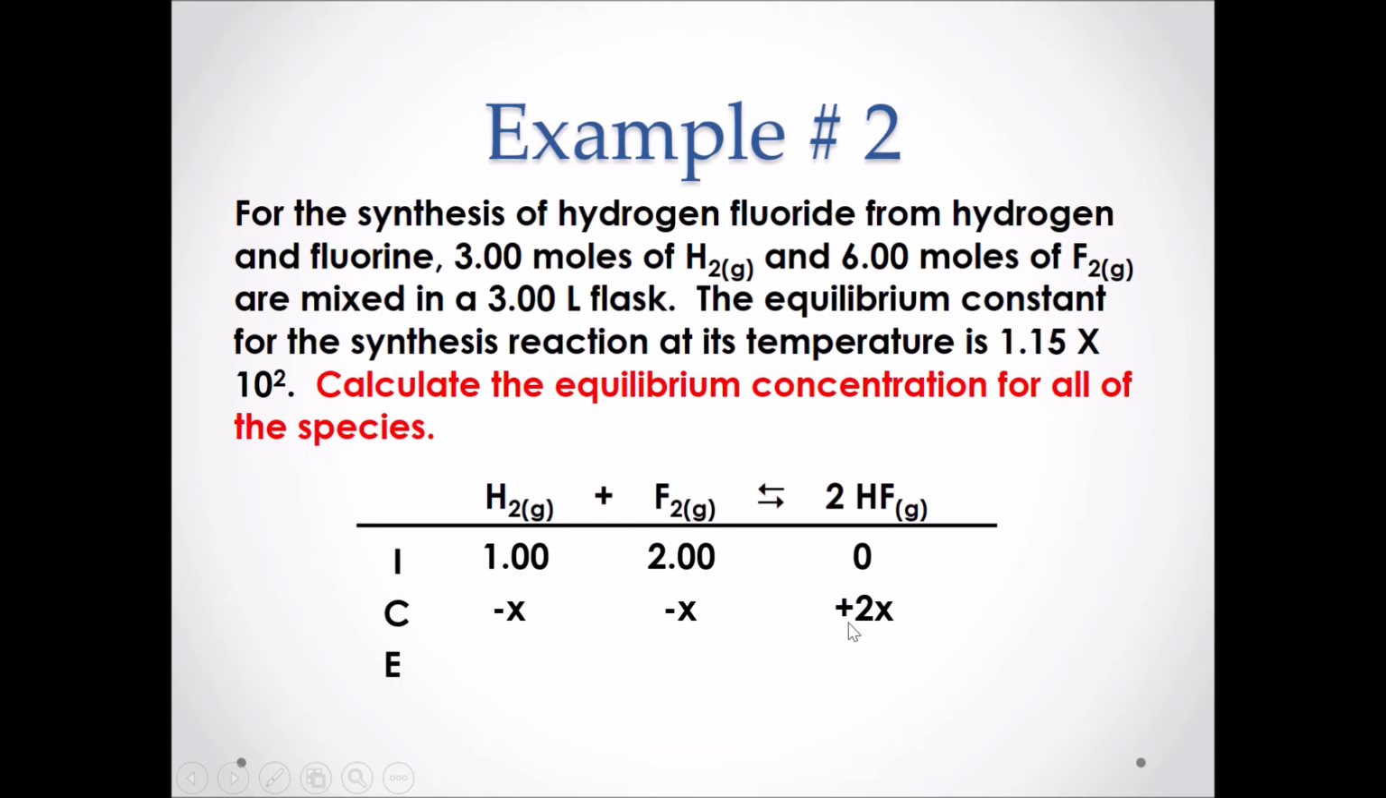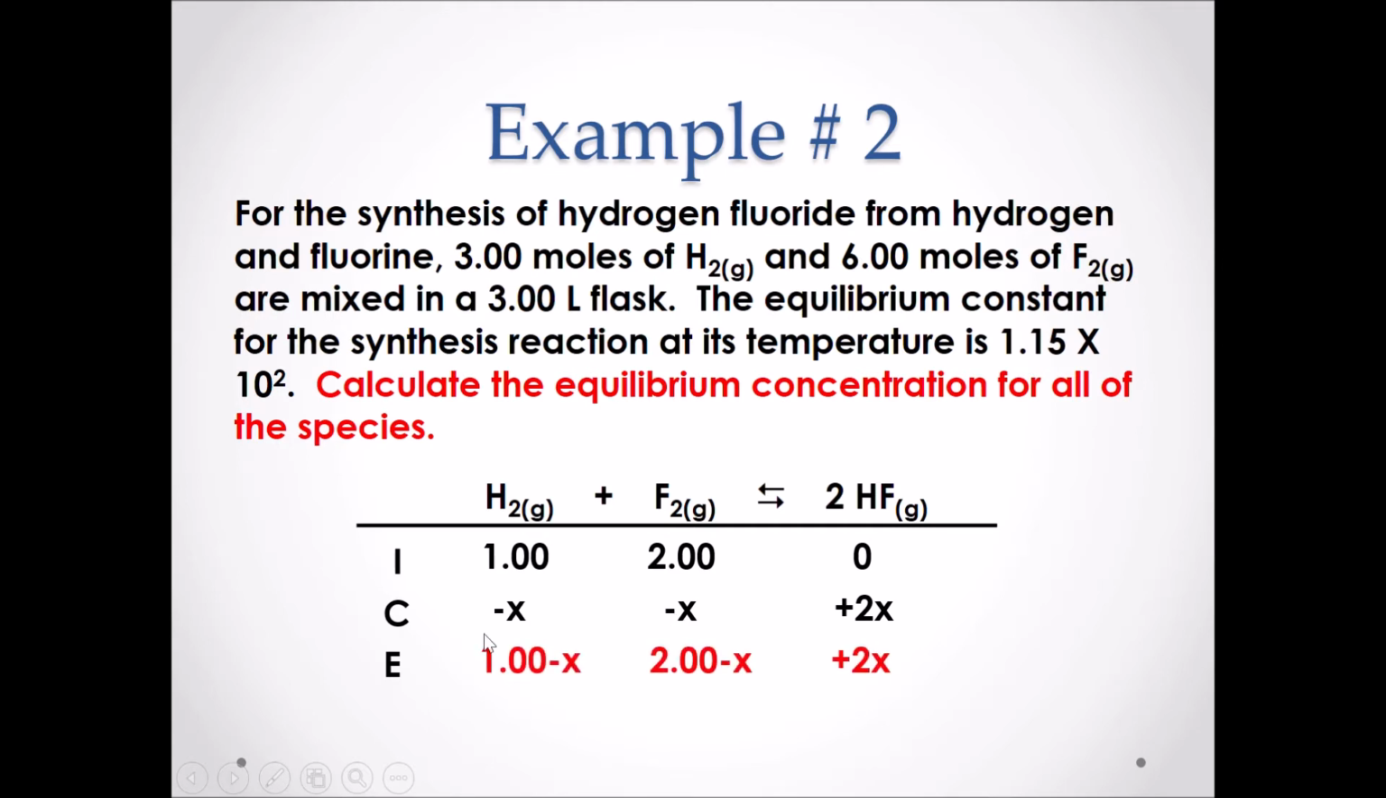But notice it's positive 2X. This is because of the coefficient in front of HF gas, which is a 2. And if we think about the molar ratio in the chemical equation, the change for HF gas will be double the change of all other chemical species.